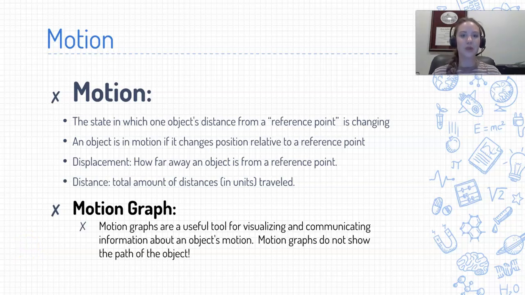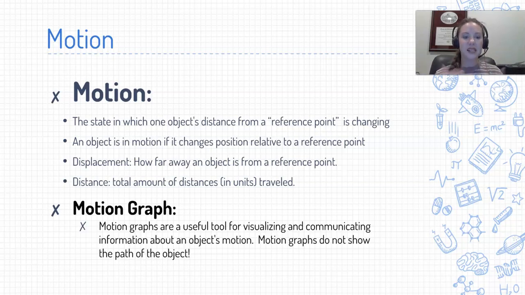So the state in which one object's distance from a reference point is changing, that is how we classify motion. An object is in motion if it's changing positions relative to a reference point. So I want you to think about a reference point as like your home base, where you start, okay? And if you are further or closer to where you started, you've got to be in motion somehow, okay?